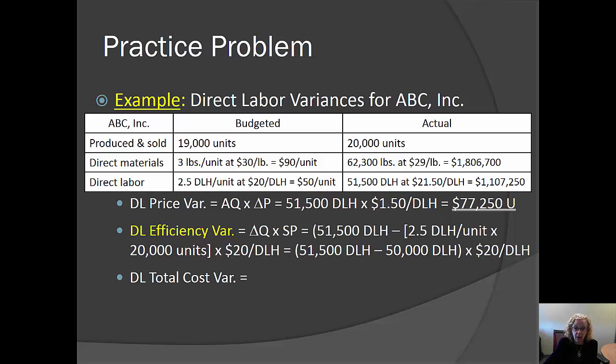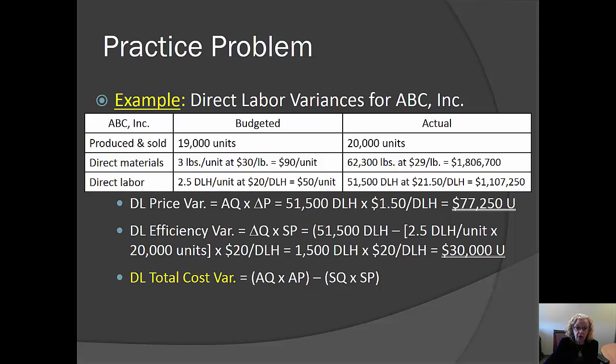When we crank that out, we find that we used an additional 1,500 labor hours. At $20 per hour, that means it cost us an additional $30,000 because we used a little bit more labor than we expected.